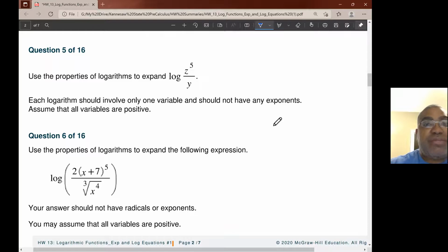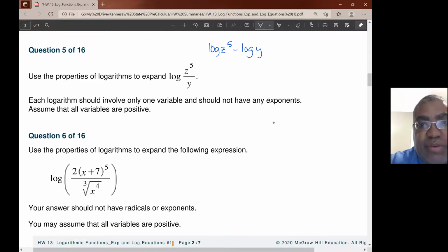Use the property of logarithms to expand. Log of z to the 5th over y. You do it in pieces. Well, I'll write it in pieces so that we can understand it. So on the top, we add log of z to the 5th. On the bottom, we subtract log of y.